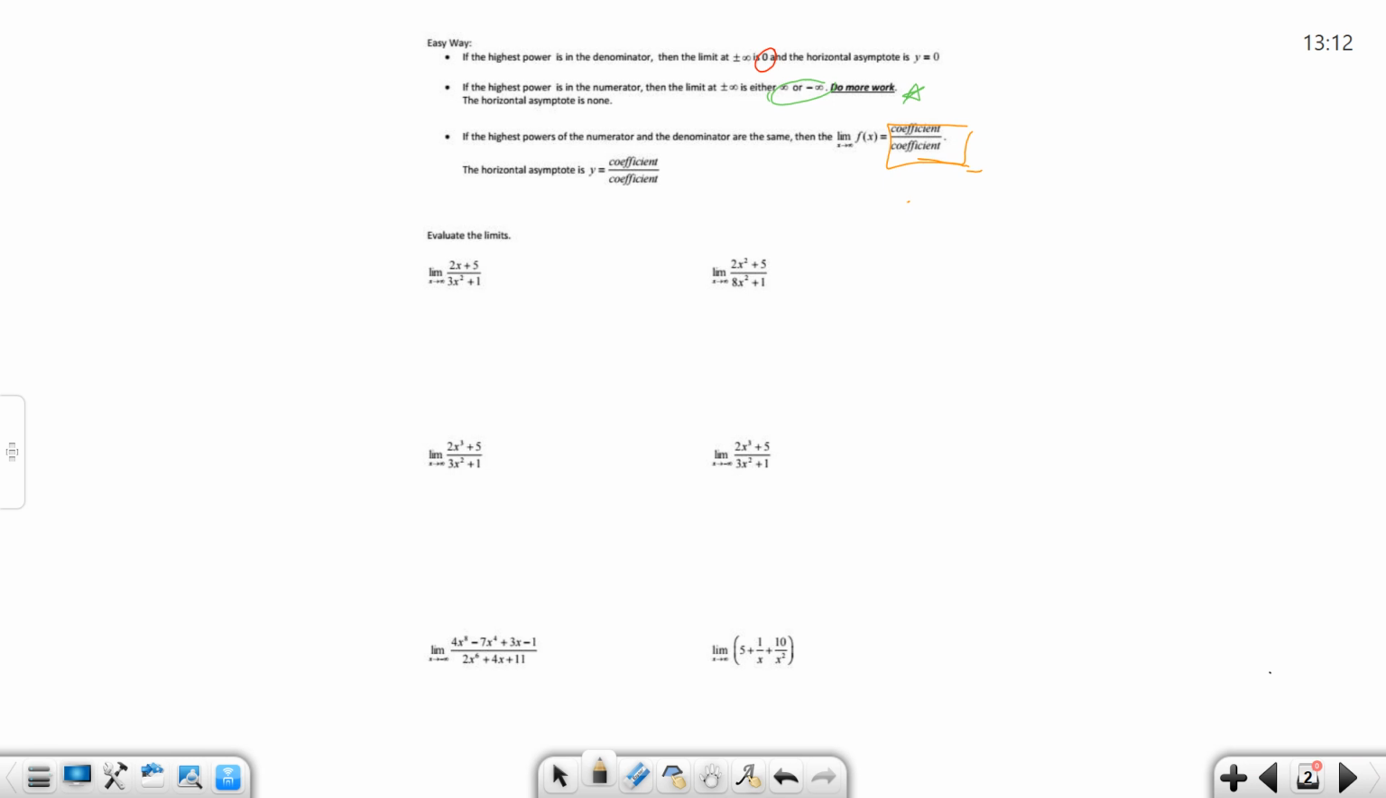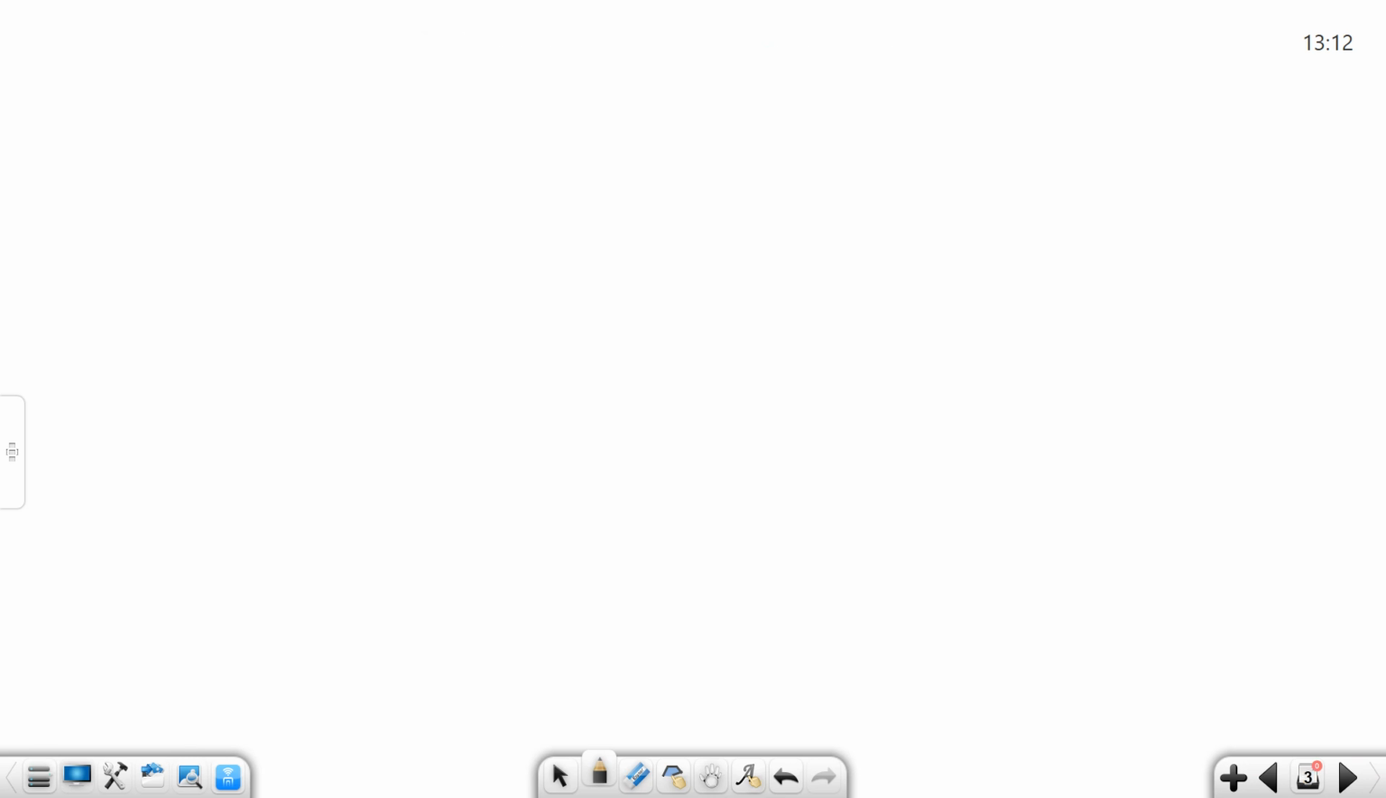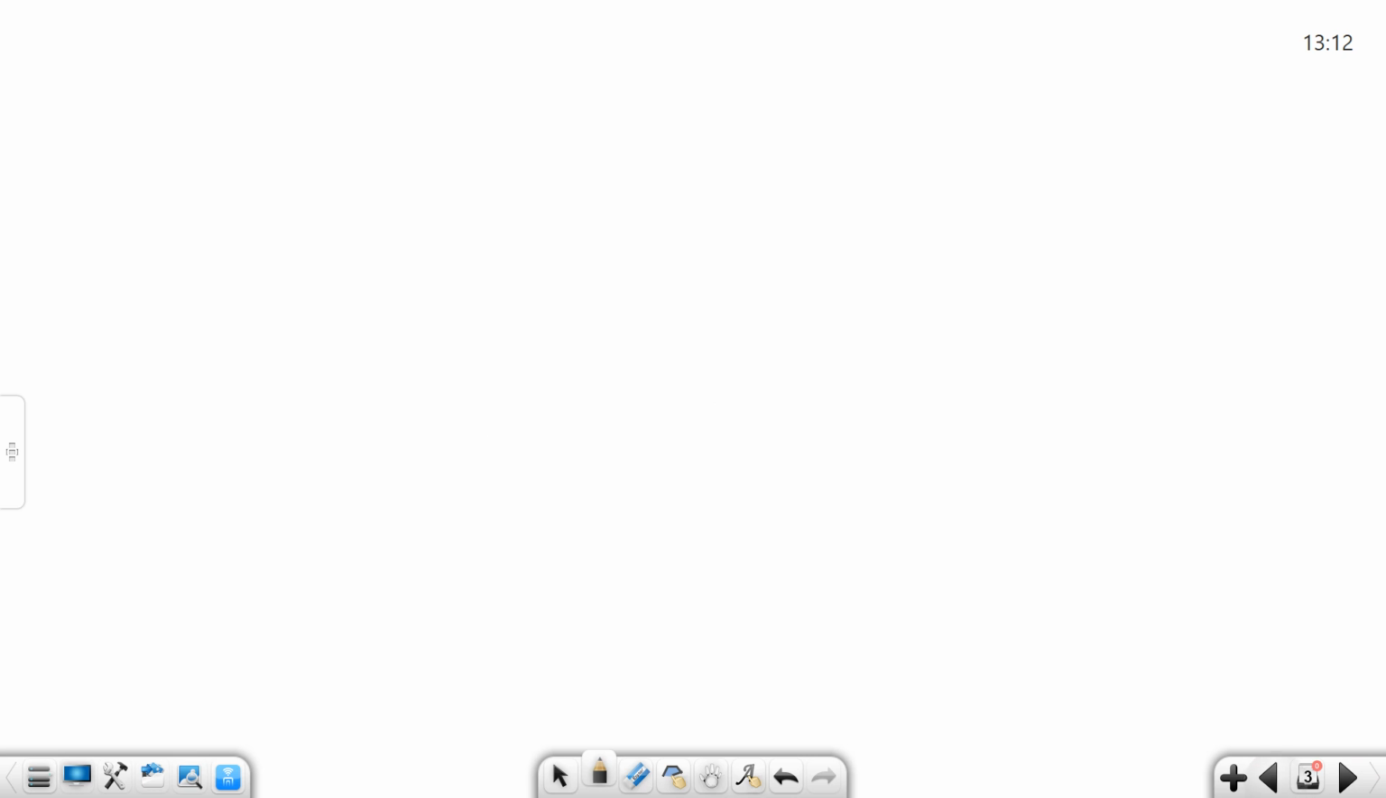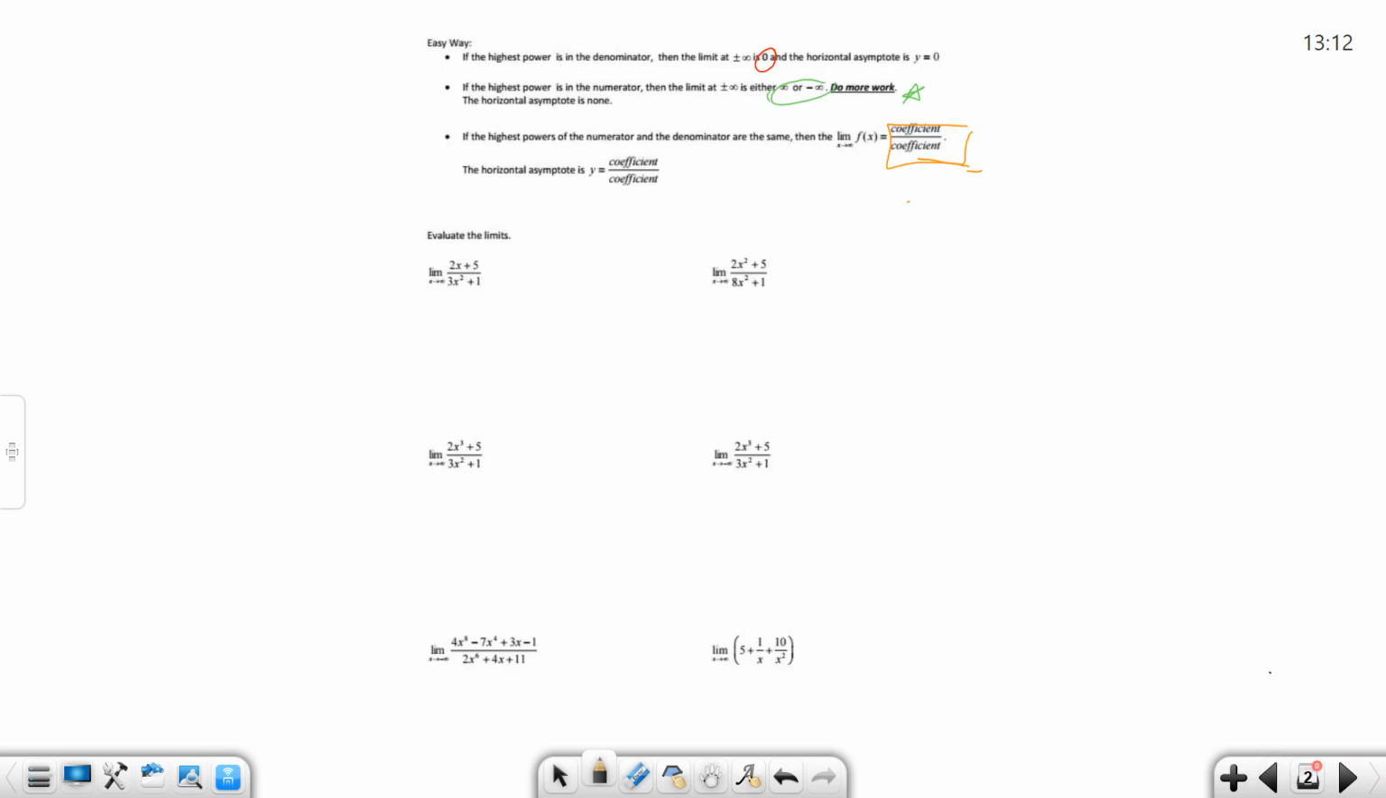And eventually you'll also get to asymptotes. Those should be at the end. Let me double check. Yep, they're at the end of this section. So right now I'm only in limits. So here's how they work.